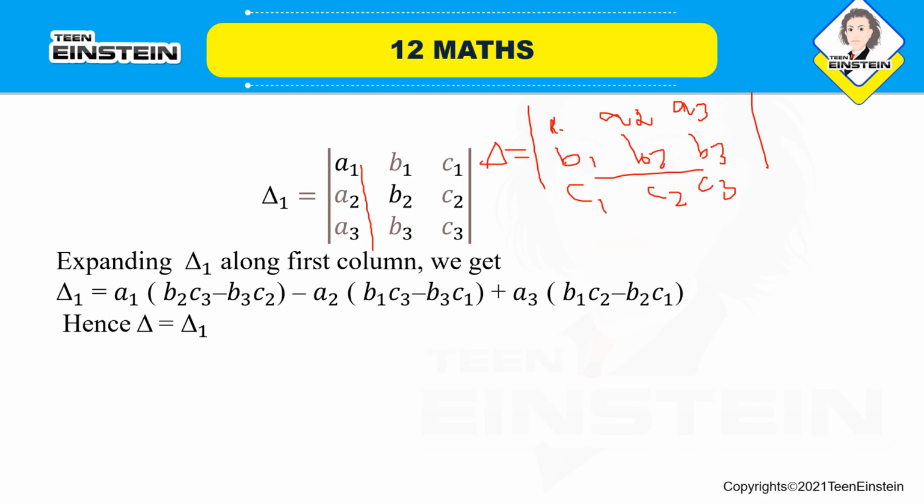Now I am going to expand this new determinant delta 1 along the first column. What is the first column here? A1, A2, A3. Right? So we get delta 1 equal to A1 into, if we delete the row and the column having the element A1, then you will be getting the 2 by 2 determinant B2 C2 B3 C3. So in the downward arrow this is B2 C3 minus in the upward arrow B3 C2, right?